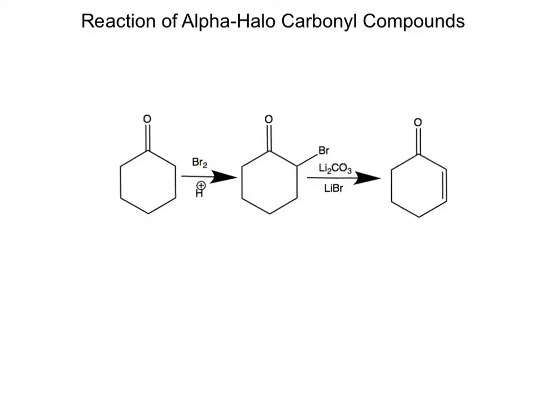In a reaction of alpha halocarbonyl compounds, we have the bromination at the alpha carbon, which is accomplished with Br2 and H+. Next, we can eliminate the bromine at the alpha position and the hydrogen at the beta position by reacting it with lithium carbonate and lithium bromide in DMF. A new pi bond will then be formed, which results in an alpha-beta unsaturated carbonyl.